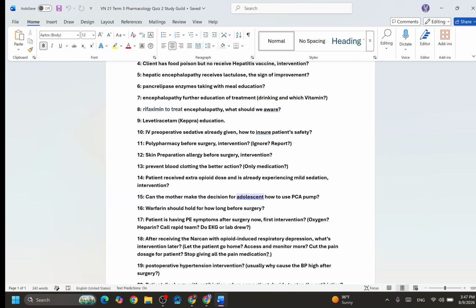Number 14, the patient received an extra opiate dosage and is already experiencing a mild sedation, and your intervention. So this patient is already in a mild sedation. Okay, so what's your intervention? Do you think it's okay, just like before, that the patient can just get up, or do some kind of daily activity? Do you think that's safe for the patient? And the patient is already mildly sedated. So what would you do? Do you think that with mild sedation we should just get Narcan right away?